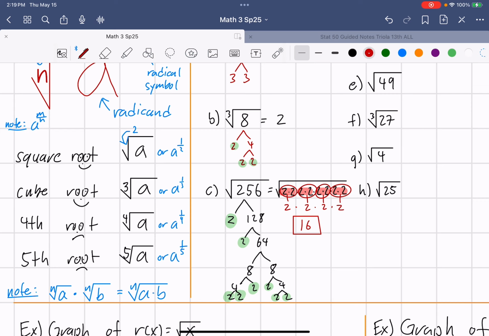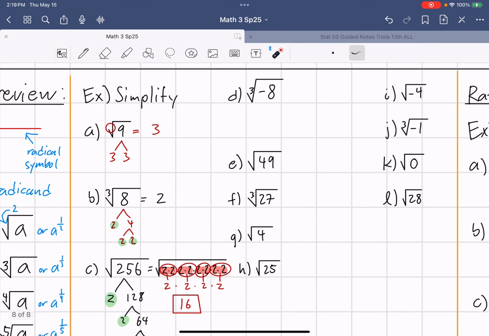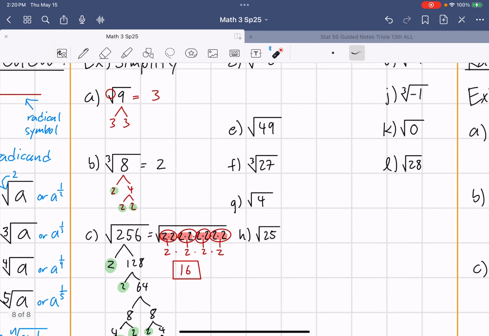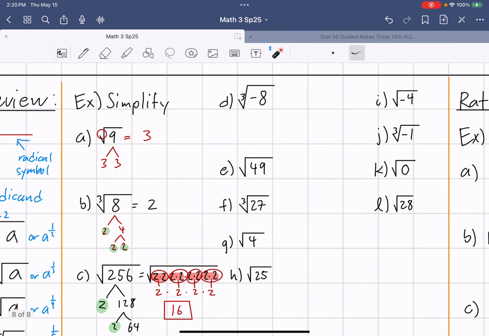And if you knew it was 16, then skip it. You don't have to do this factor tree all the time. But it does become useful when the two numbers that you're trying to multiply do not exist. And what do I mean by that? I'll get to a number where we can apply this idea. But for now, let's just keep practicing.